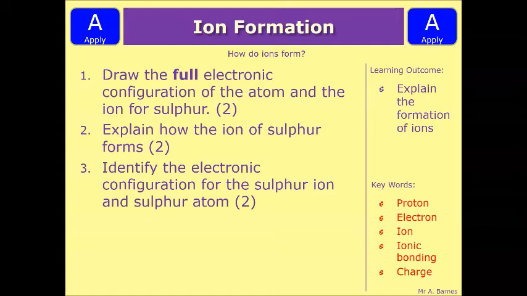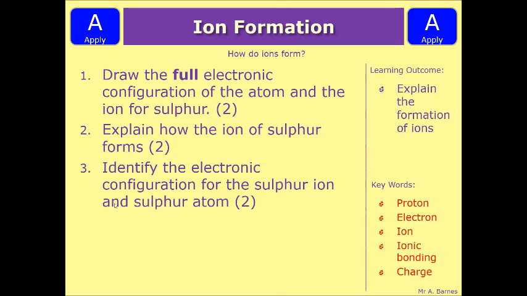Okay, let's have a look at a couple of questions then. So we've got 3 questions here, all to do with ion formation. The first one is draw the full electronic configuration of the atom and for the ion of sulfur. Just a bit of recollection of the electronic configuration section. Explain how the ion of sulfur forms and identify the electronic configuration for the sulfur ion and the sulfur atom. Now, bear in mind with question 1 and 3, you've got to include the inner shells, it's not just the outer shells here. Pause the video, have a go, and we'll see how you've done in a minute.